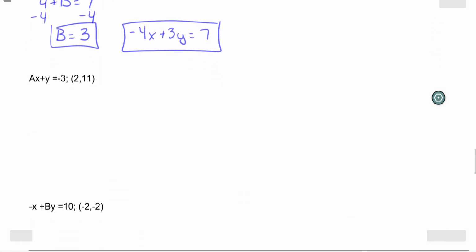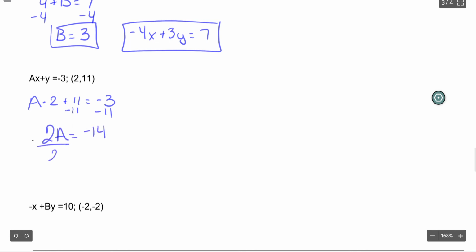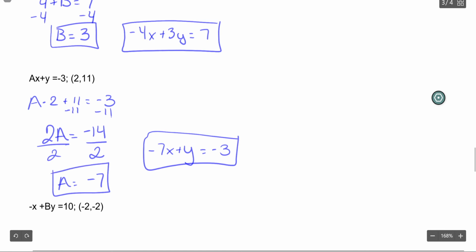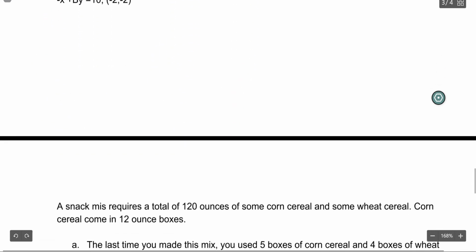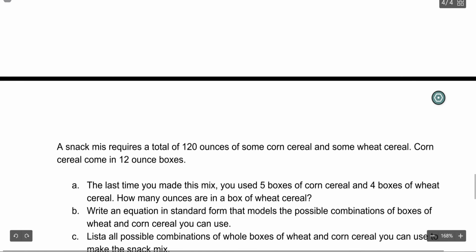Okay, so try it for our next one. We're solving for a. A times 2 plus 11 is equal to -3. Well, solving for a, minus our 11, 2a is equal to -14, divided by 2. A is equal to -7, so -7x plus y is equal to -3. Okay, we're going to finish this last one and our word problem in class. So if you will just go ahead and type any questions that you have at the end of this box.